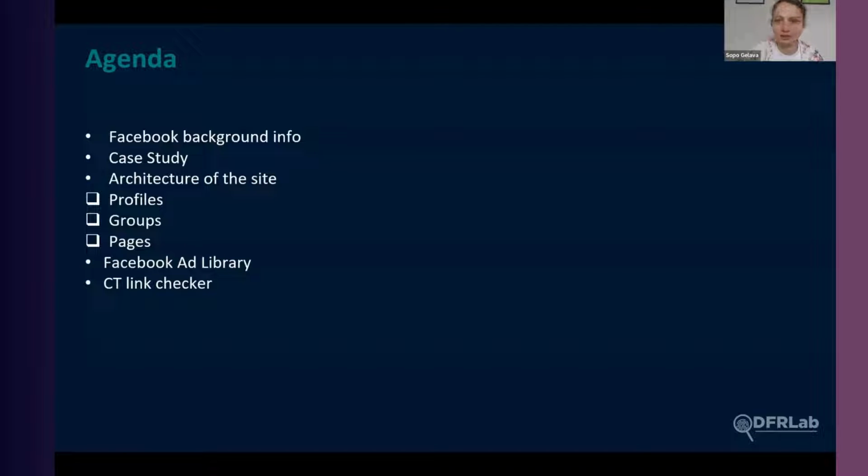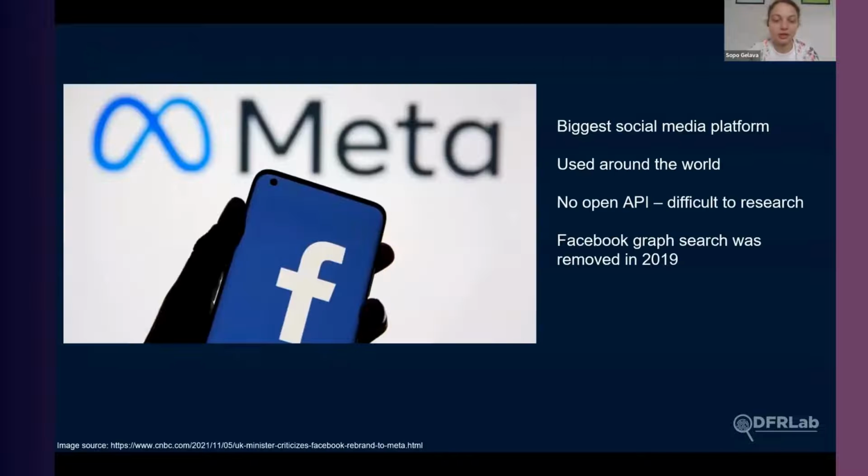And then lastly, Facebook ad library and CrowdTangle link checker, and some issues that are linked with CrowdTangle link checker. So Facebook is one of the most difficult platforms to investigate because it does not have an open API. In many countries, it is still one of the biggest social media platforms, especially in Georgia, in the Caucasus, and Eastern European countries. And we pay a lot of attention to investigating this platform because a lot of information operations and dissemination of disinformation happens on Facebook.